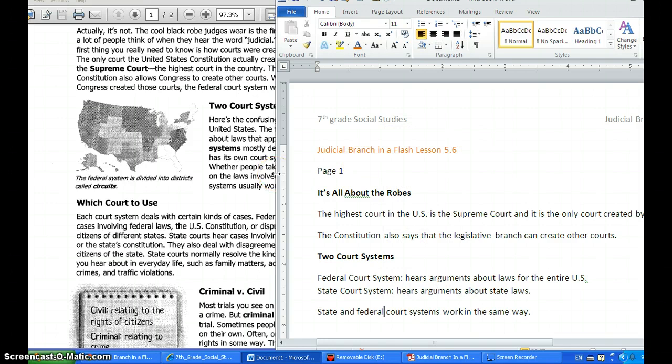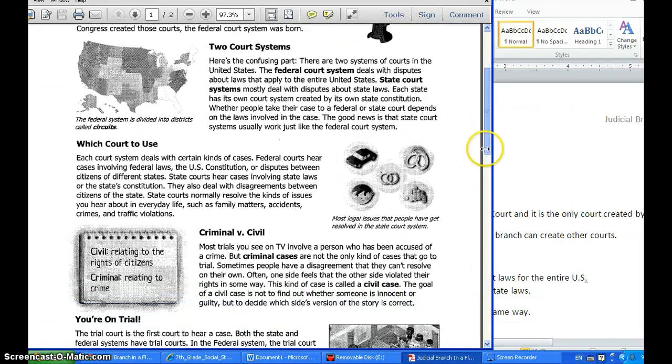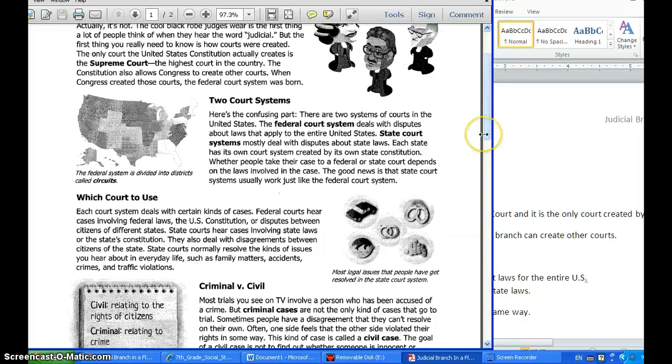Okay, and the other thing is you have these visuals here. You also should make note of any type of visuals that might be here. Next to the paragraph that we're looking at is a map of the United States, and it says the federal system is divided into districts called circuits. So this map is most likely showing you the different circuits. This is a vocabulary word, and this is not in the reading. And see, we have these bolded words, federal court system and state court system. Those are vocabulary words, but we already explained them. But this circuits thing is new.